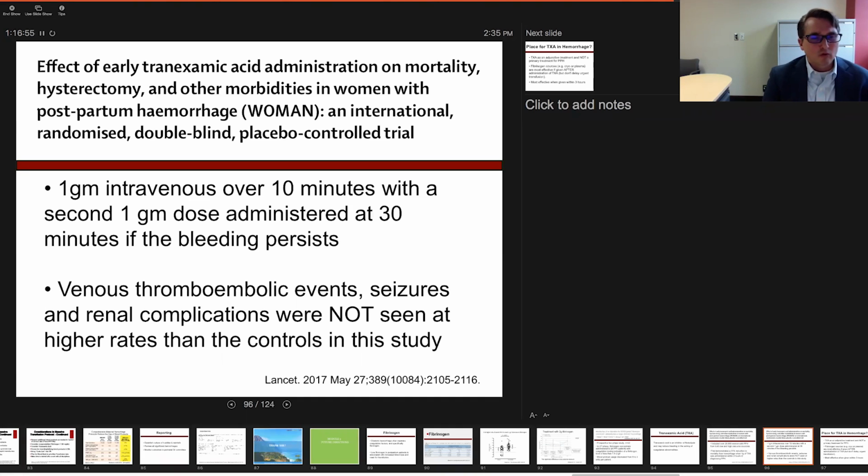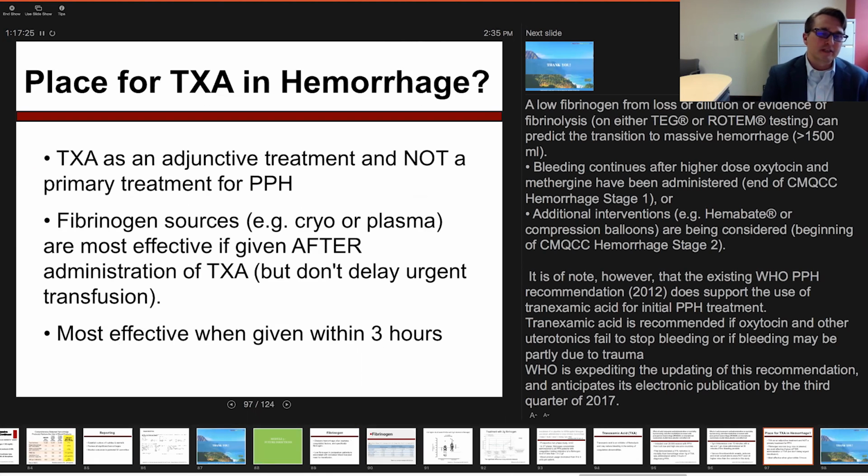I think most importantly, because there were over 20,000 women in the trial, they were able to look at safety issues like thromboembolic events, seizures, kidney complications, and they noticed that whether or not the woman was in the group that got the tranexamic acid or the group that did not, there were not any higher rates of these more rare events in either group. So it sort of speaks to the potential safety of the drug.